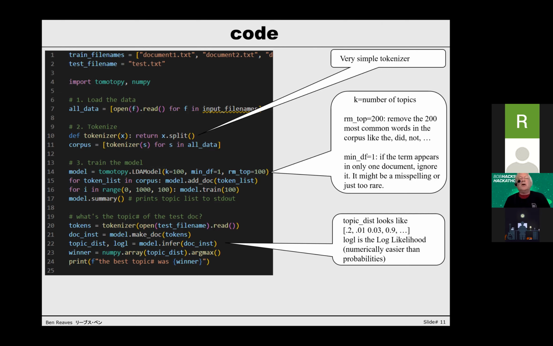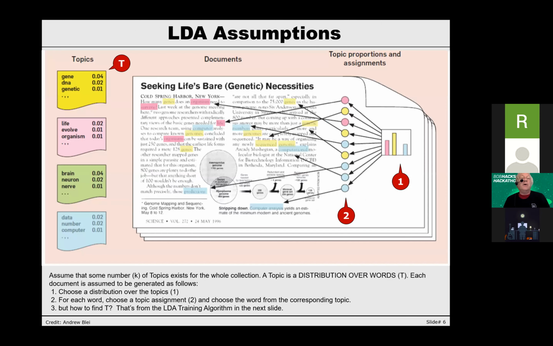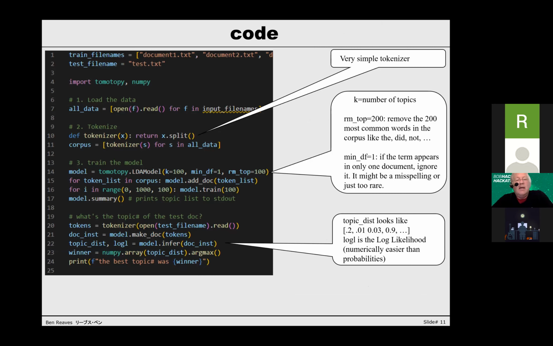And that's what you saw on this slide back here. This is a summary of the model. So that's what I'm doing at line 17. And so now I've trained my topic model. Now, of course, what you need to do is, you got a new document. What topic is it? And that's what's going on in lines 20 to 24.